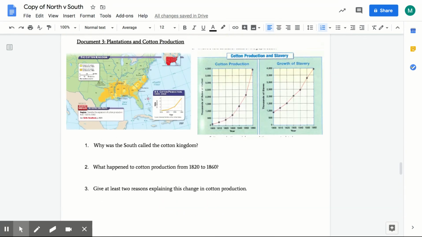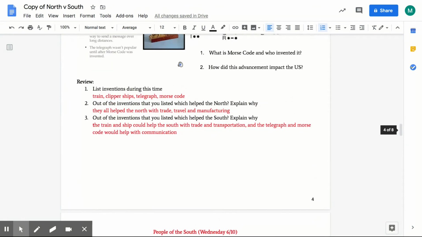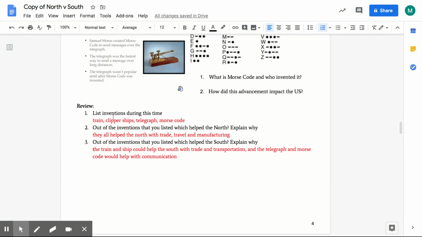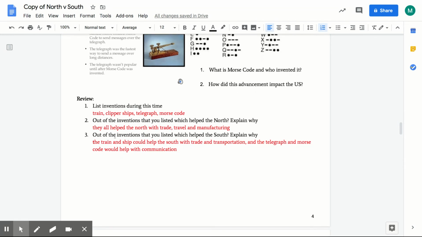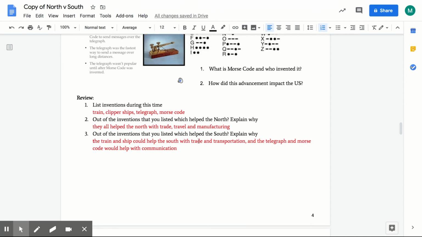I just realized I forgot to go over yesterday's lesson, so let's take a look at those review questions. List the inventions during this time: the train, the clipper ships, the telegraph, Morse code, and then I kind of just listed that the inventions helped both the North and the South. Probably the North a little bit more with trade and travel, and obviously factories came up to build or make them, so manufacturing and things like that.